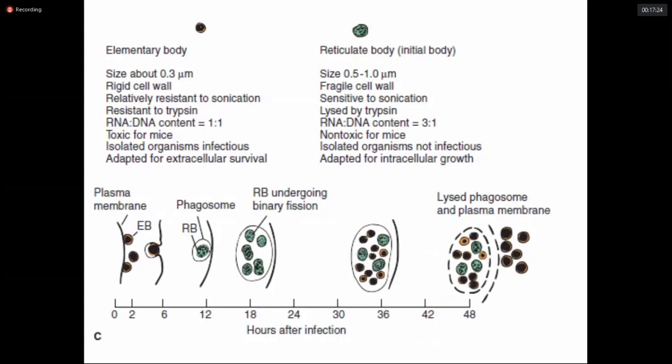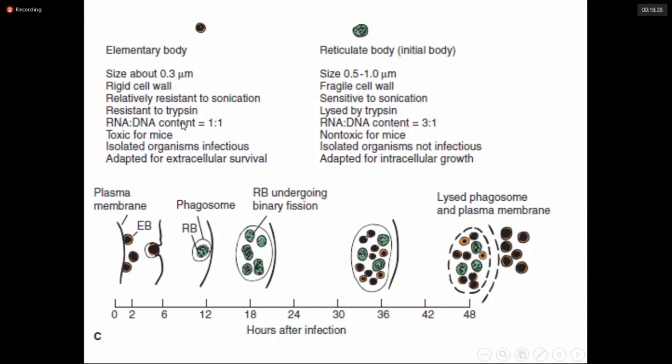This slide is very important. This slide shows us the differences between the elementary body and the reticulate body. Look at the picture: small and dense, versus larger and fragile. The size is 0.3 micron, while the reticulate body is 0.5 to 1 micron. Rigid cell wall versus fragile cell wall. Elementary bodies are relatively resistant to sonication, that is, if exposed to a sonication device for disruption, they resist and are not broken, while the reticulate bodies are sensitive to sonication. Elementary bodies are resistant to trypsin, while reticulate bodies are lysed by the trypsin enzyme.